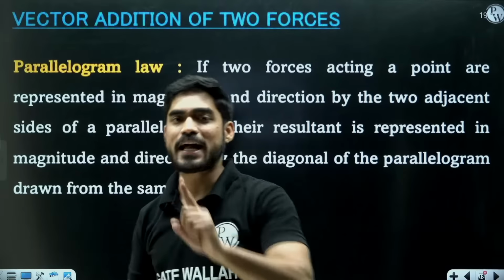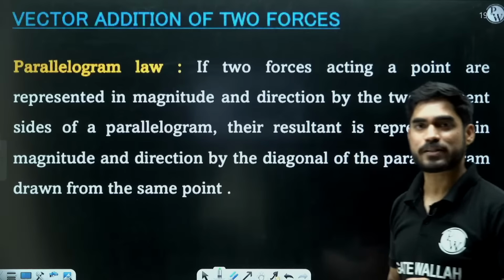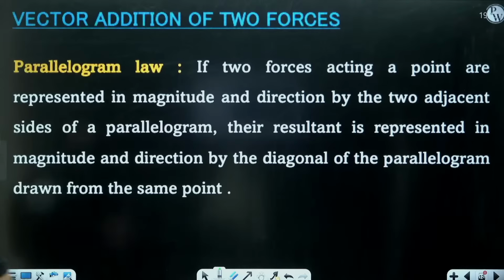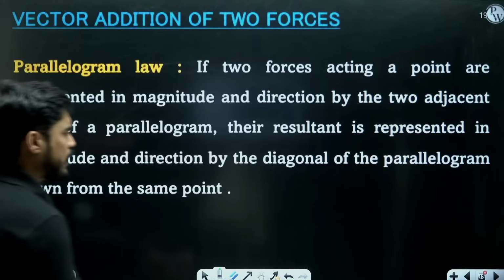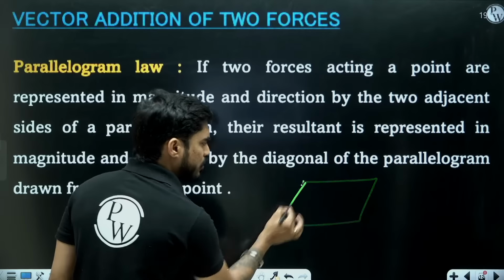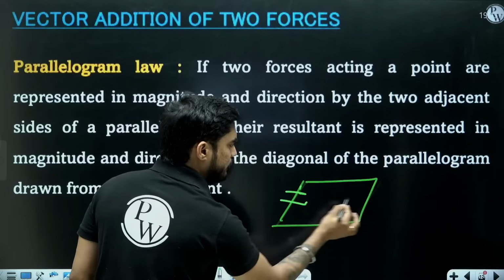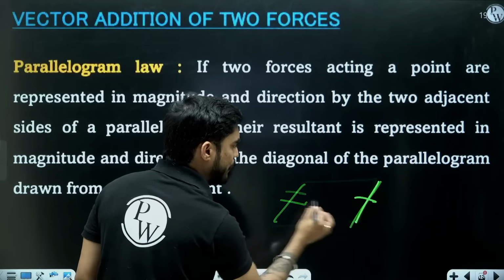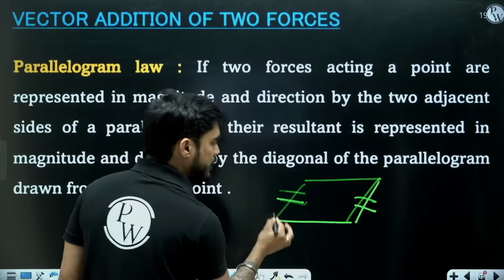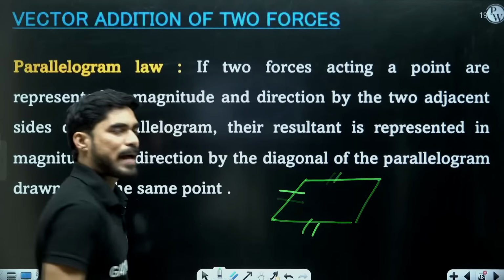Okay. So try to understand each and every basic concept. Let's understand parallelogram law. Parallelogram, what do we mean by parallelogram? Parallelogram is this. It has parallel sides. Opposite sides are parallel to each other. So this side and this side are parallel, this side and this side are parallel. This is known as a parallelogram.